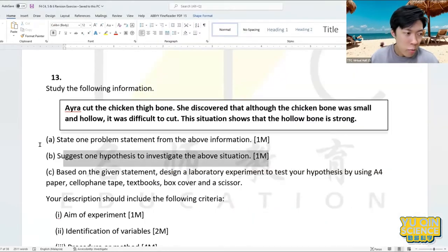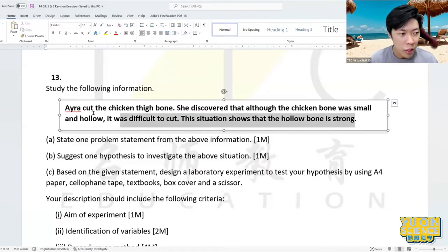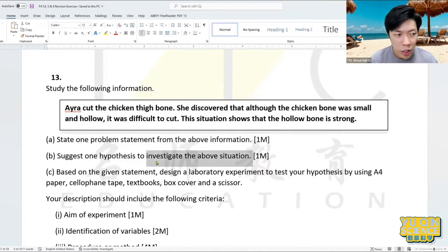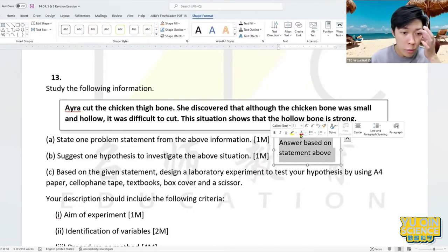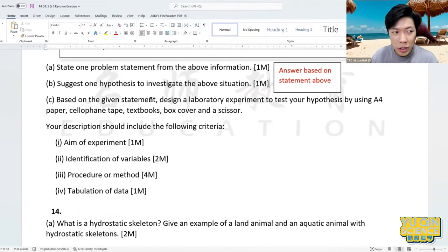Now, questions A and B, you want to answer based on the above information, from the above situation. Therefore, for your hypothesis and your problem statement, try your best to use the situation to help you out. So the first two, answer based on the statement above. Then from C onwards, the question gives you, oh, design a laboratory experiment by using so and so. These are the things that are given. So I'm just going to quickly highlight that. Good, you understand what happened?